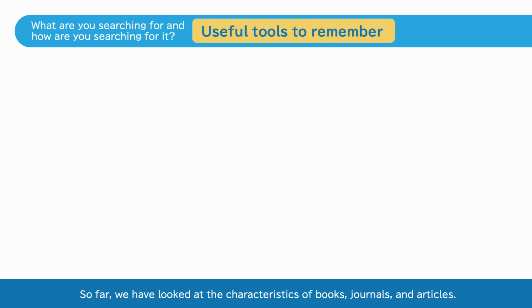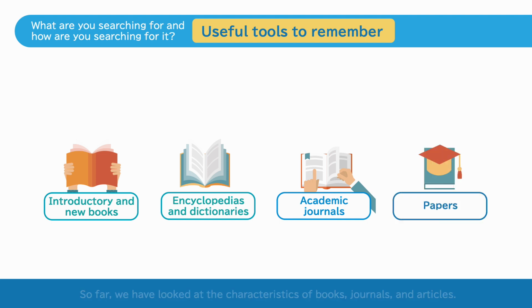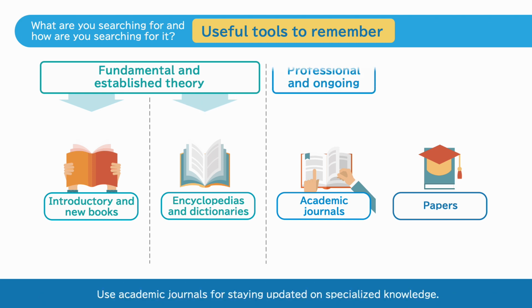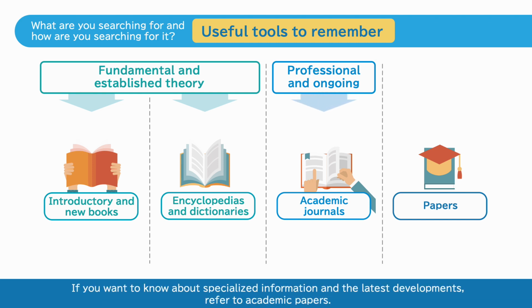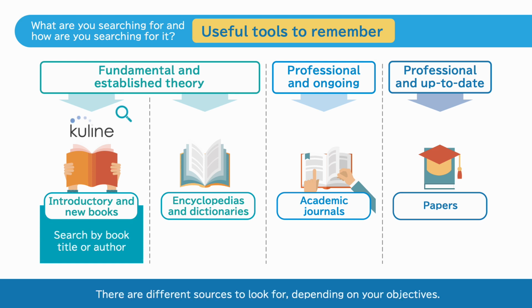So far, we have looked at the characteristics of books, journals, and articles. When you want to learn about basics and established theories, then refer to books, including introductory books, new books, encyclopedias, and dictionaries. Use academic journals for staying updated on specialized knowledge. If you want to know about specialized information and the latest developments, refer to academic papers. There are different sources to look for, depending on your objectives.